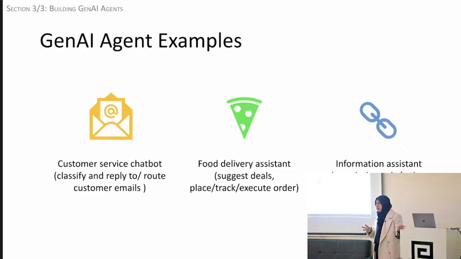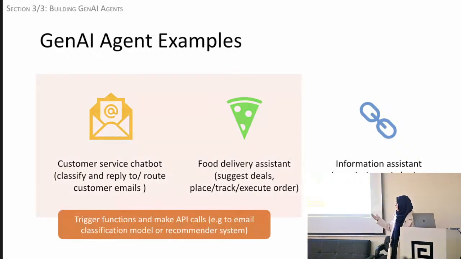That's a relatively simple example, but it involves some actions, right? A food delivery assistant that can suggest deals, track, and execute or place an order. An information assistant that can search live data, summarize the information, visualize it, and so on. If you think about these, actually all of them, they require the ability to not just talk to you, but to also trigger functions, to make API calls, to invoke external tools.